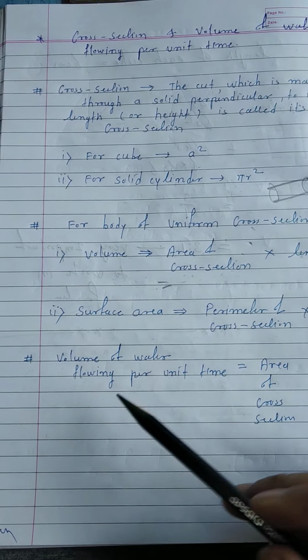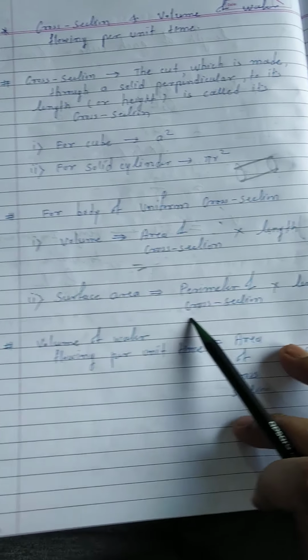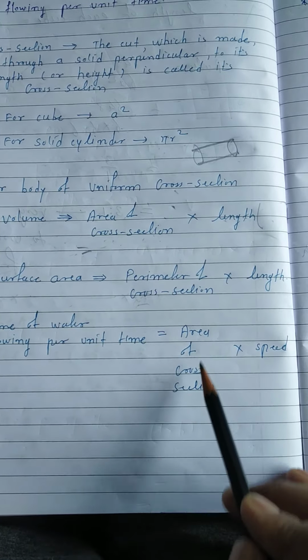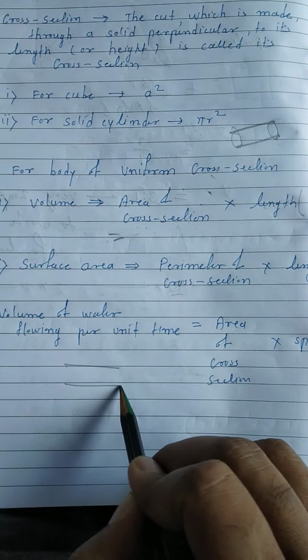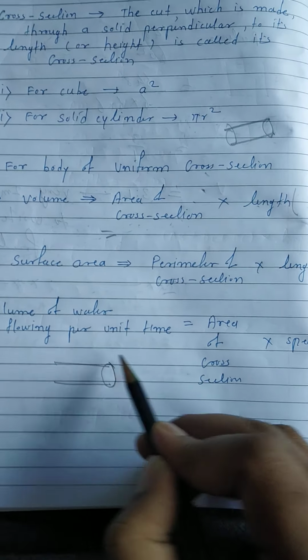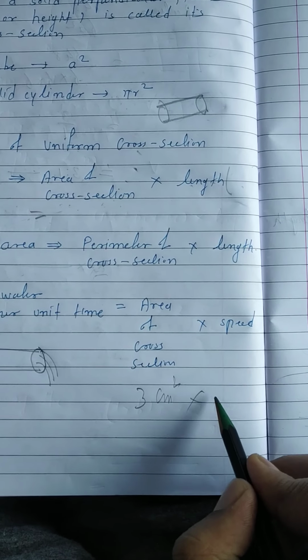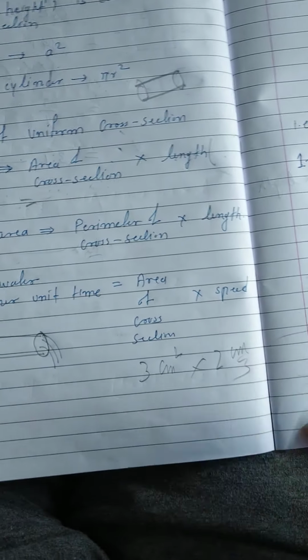Okay. Now the next concept is volume of water flowing per unit time. How to calculate how much volume of water is flowing per unit time? It will be area of cross section into speed. I mean to say, suppose this is your pipe. ठीक है. इसका area of cross section let it be 3 centimeter square. And water is flowing through it. The speed of that water is given. मान लो 2 centimeter per second. How much? 2 centimeter per second.